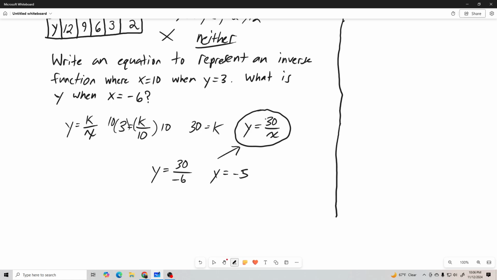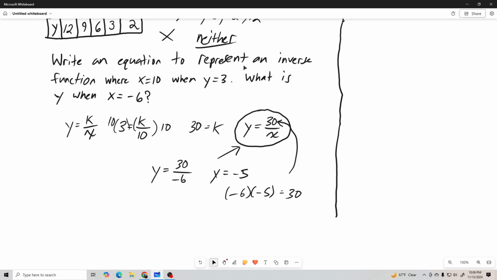And let's think about this, right? If x is negative 6 and y is negative 5, negative 6 times negative 5 equals 30, which gives us the same scale factor as we had up there. So everything checks out, right?